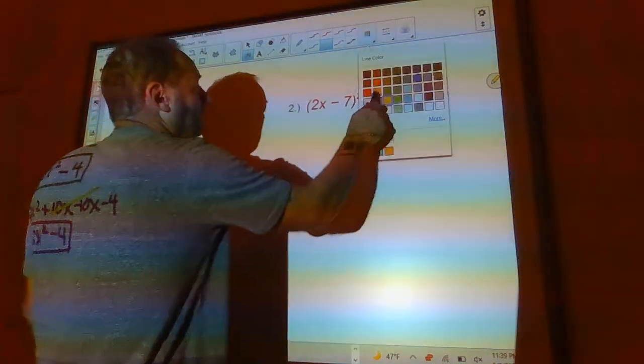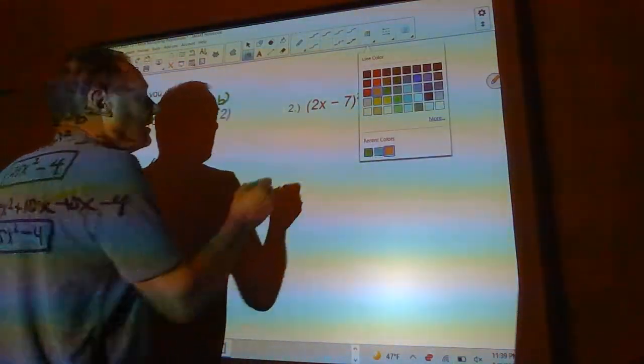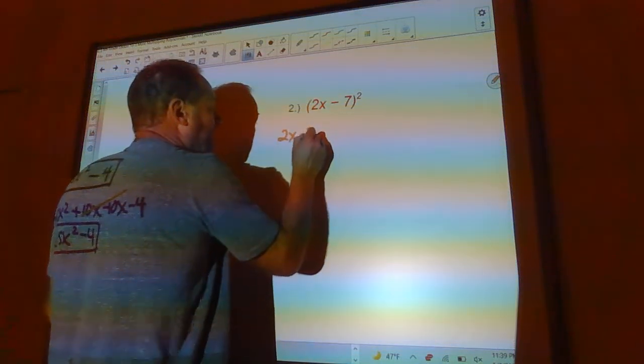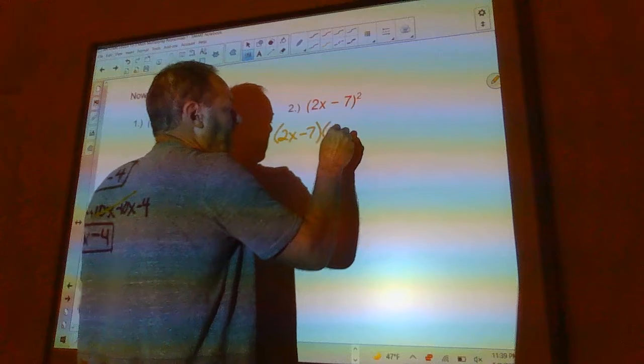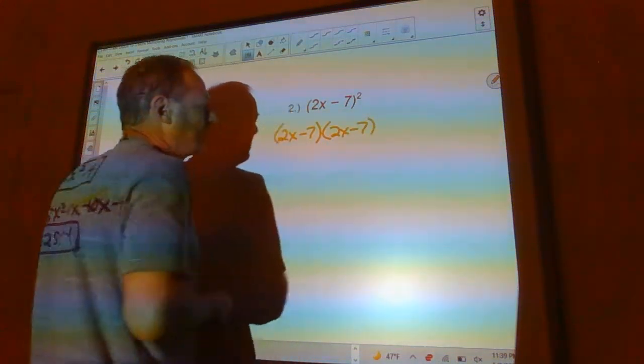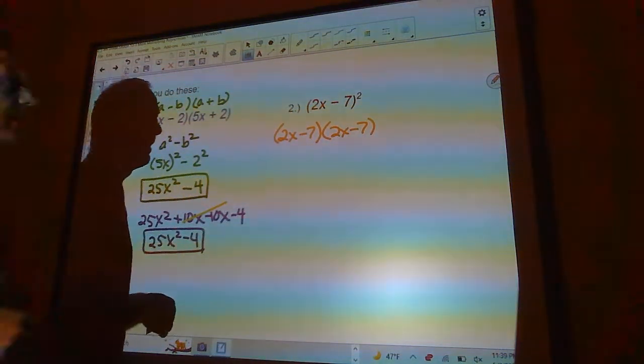Okay, over here, 2x minus 7, I'm not even going to bother trying to do the pattern on that, because a lot of people struggle with it. Just go ahead and write it out and FOIL it.